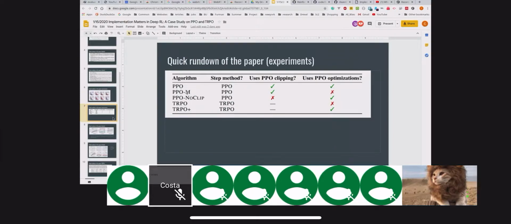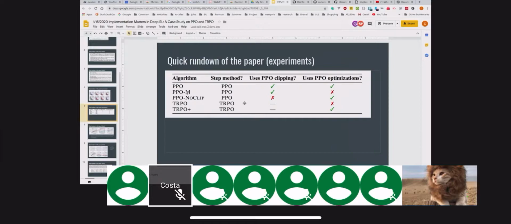So they decided to do further experiments, and they want to see if the clipped objective actually helps the PPO to learn. So they propose a couple of methods. They have the PPO, which is a regular PPO algorithm that uses the PPO clipping objective and also uses all of the optimizations mentioned above. And they also have PPO-M, which doesn't use the code-level optimizations and only uses the clipping. And they have the PPO with no clipping and no optimizations. But yeah, just read it. Hopefully this makes sense to you.